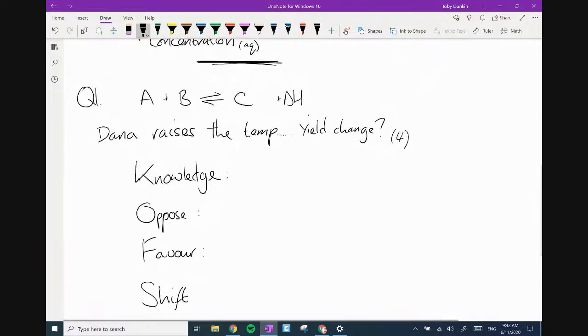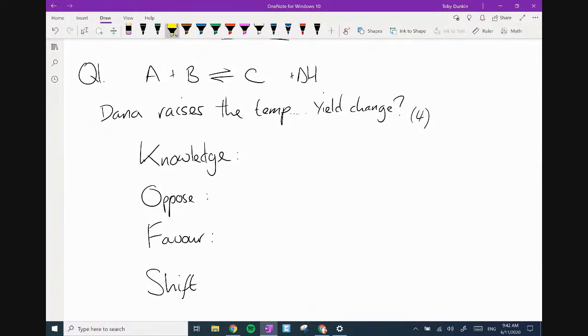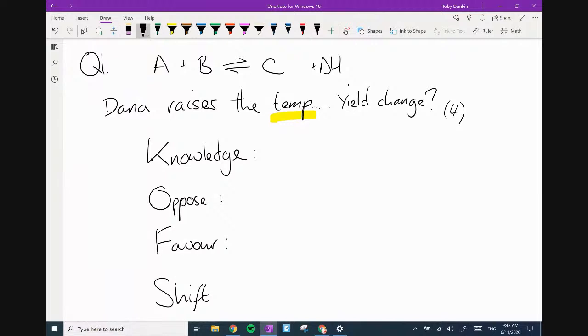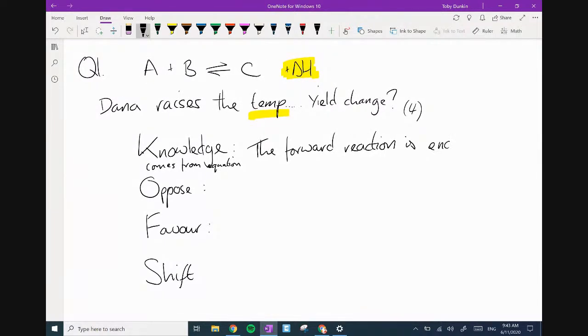So the knowledge: we changed the temperature here, so the knowledge is based on temperature. It's based on energy. This section always comes from the equation. And in this case, here's the knowledge of temperature. It's telling us, and Donna smashed it, the forward reaction is endothermic. There's the knowledge. You have to know energetics for this, of course, because you've got to recognize your sign.